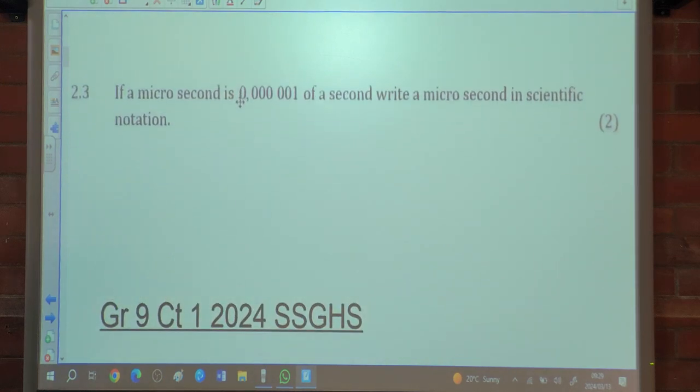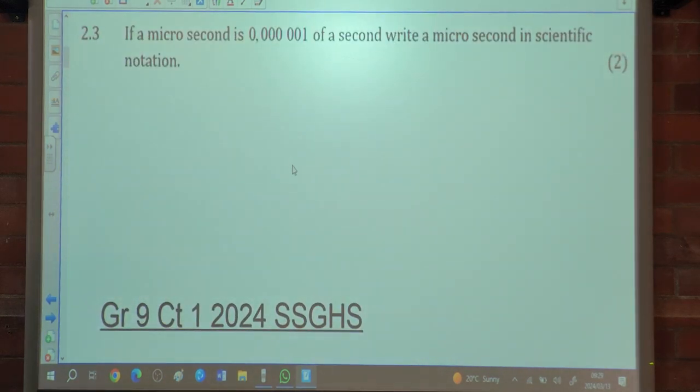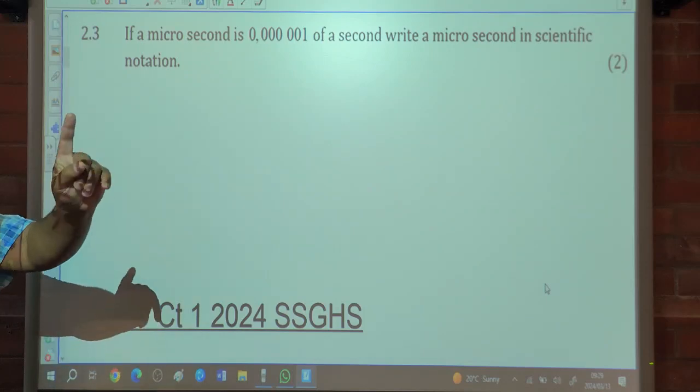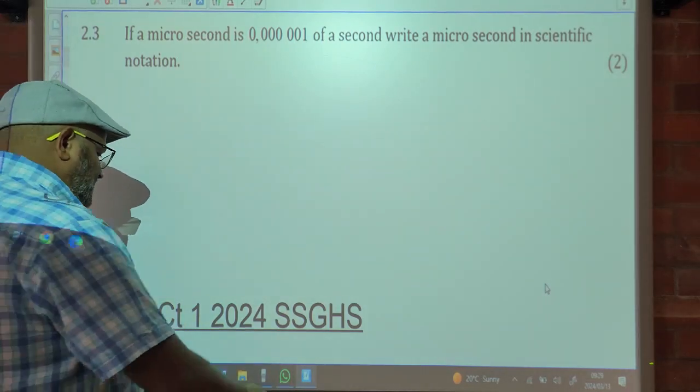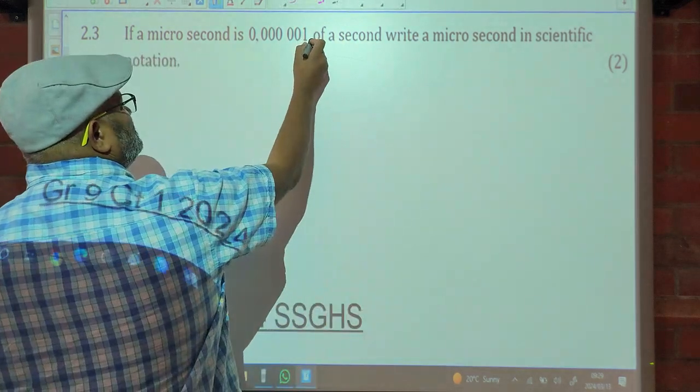People, if a microsecond is 0.0000001 of a second, write a microsecond in scientific notation. So what's the rule for scientific notation? You must have one significant figure in front of the comma other than 0. So in other words, that comma must lie here, not so.